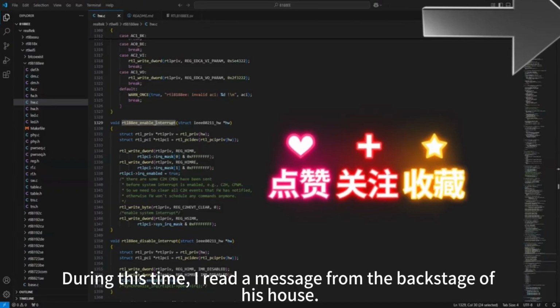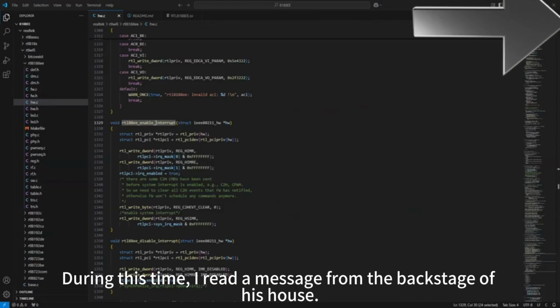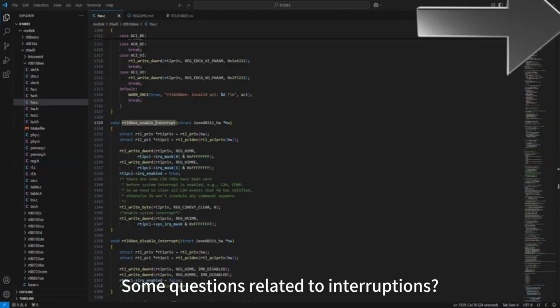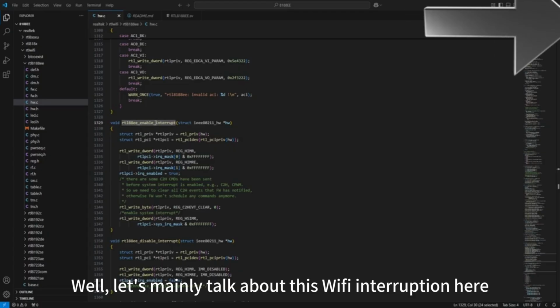Hello, during this time, I read a message from the backstage of his house. Well, most of them are asking some questions related to interruptions? Well, let's mainly talk about this Wi-Fi interruption here.